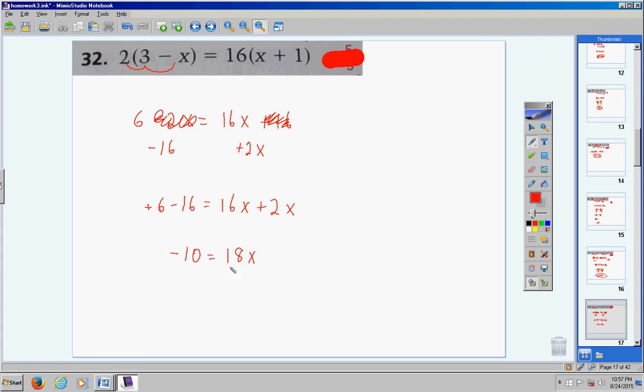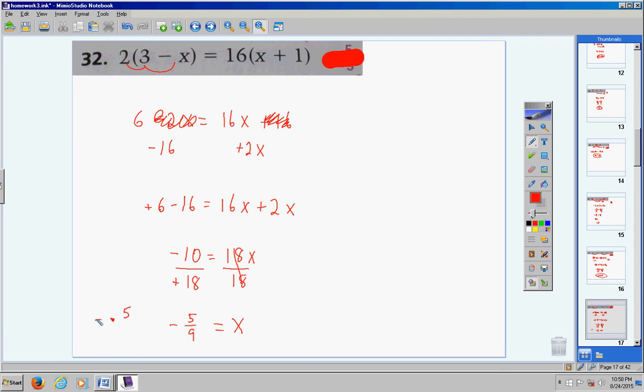Now your coefficient is 18, so we're going to divide both sides by 18. These will cancel. Negative divided by a positive is negative. 10 divided by 18 is 5/9. So you're welcome to put negative 5/9 for your answer. You're also welcome to put negative 0.5 repeating, which is the same thing as negative 5/9.